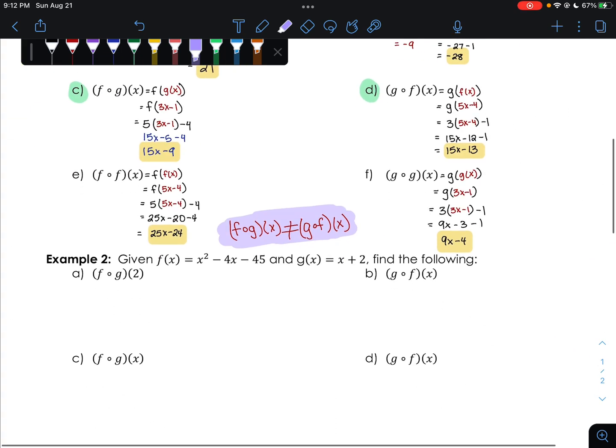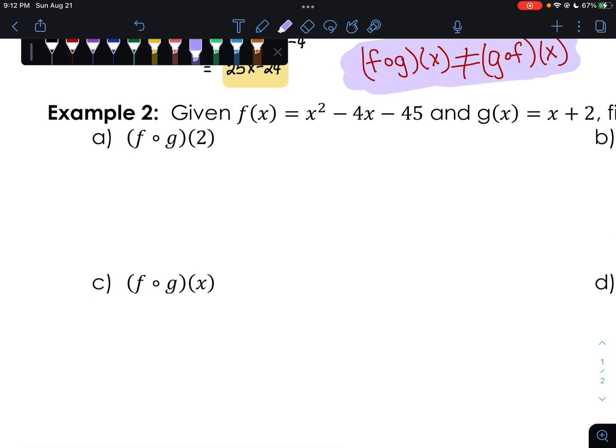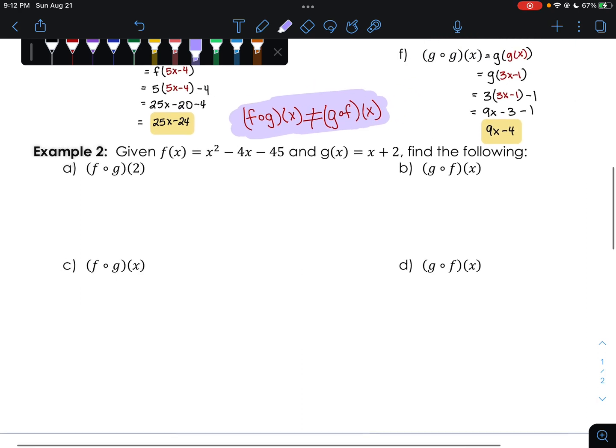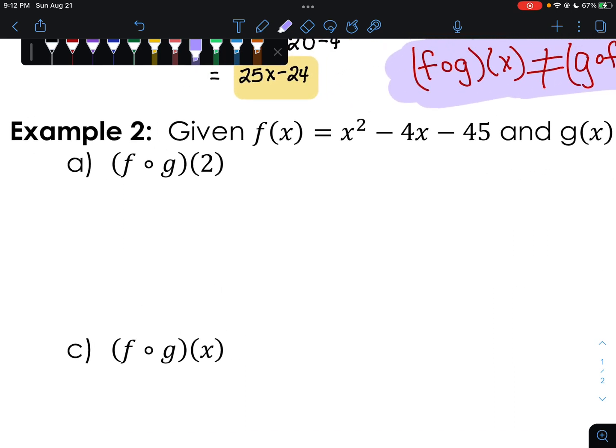Okay, so I have 4 more examples to go through, and then that will be it for this video. So example 2, given f of x equals x squared minus 4x minus 45, and g of x equals x squared plus 2, find the following. So we're going to start with f of g of 2. So we're going to start by finding that inside function of g of 2. So g of 2 would be 2 plus 2, which equals 4. So we can rewrite this as f of 4.